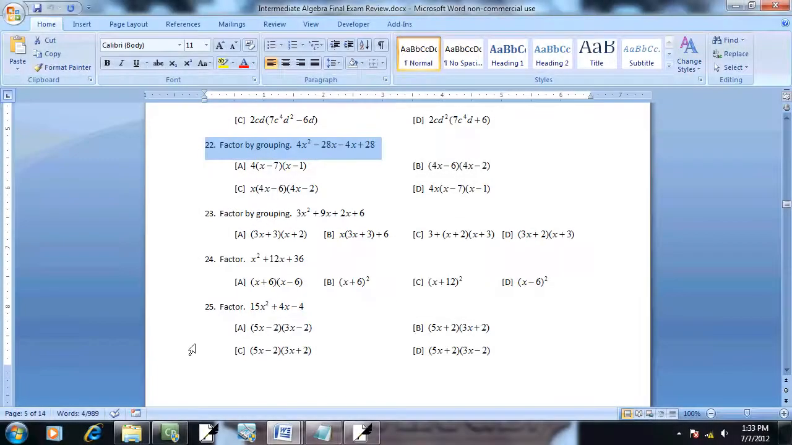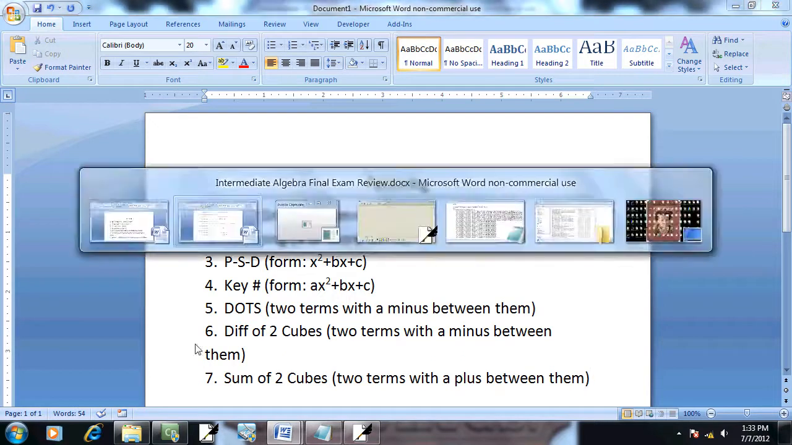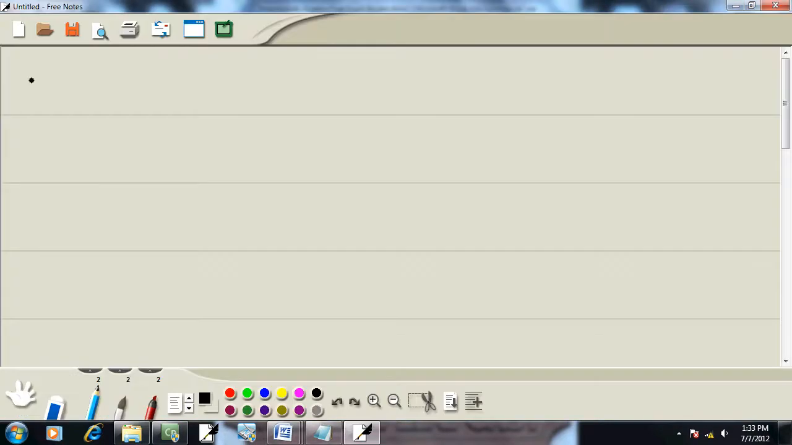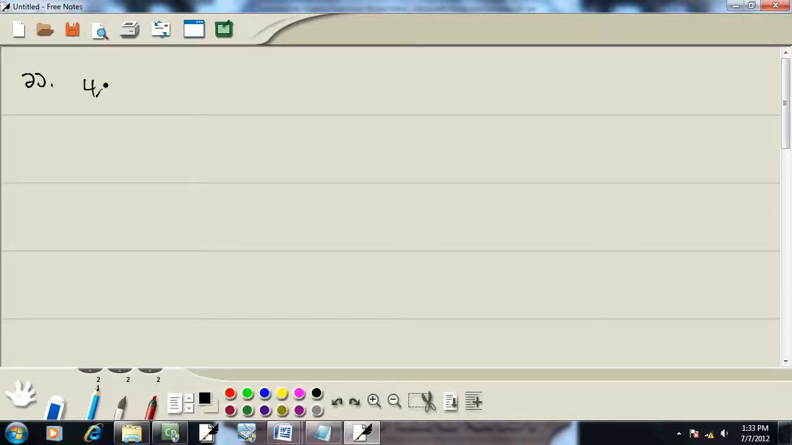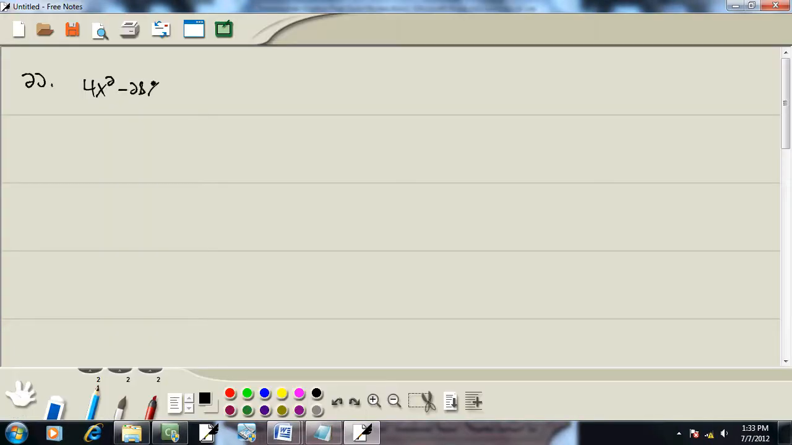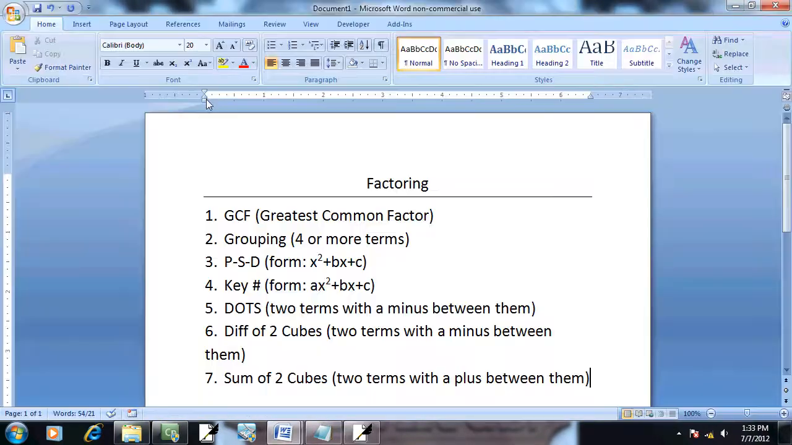Let's take a look at number 22. We got 4x squared minus 28x minus 4x and plus 28. Then we'll have factored.